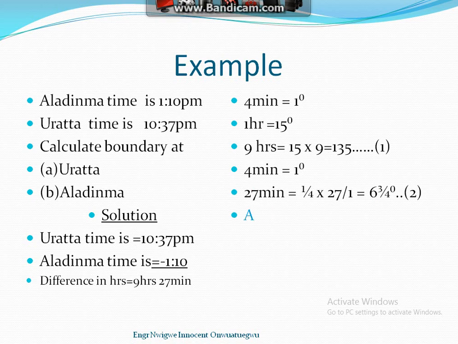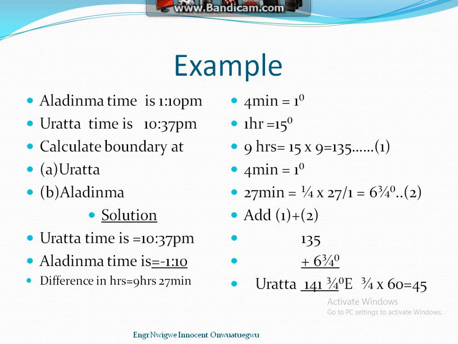Adding equation 1 and equation 2, we have 135 plus 6 and 3 over 4 degrees. Therefore, we have Orata to be 141 and 3 over 4 degrees. 3 over 4 times 60 will give us 45 minutes. If you convert 3 over 4 into minutes, therefore Aladima will be 141 degrees west.